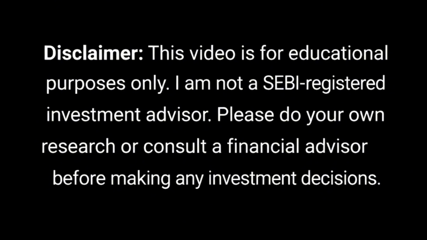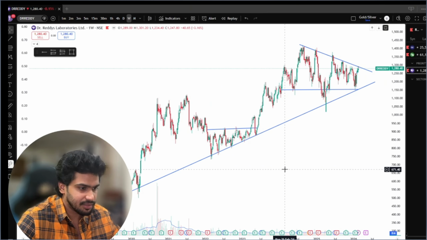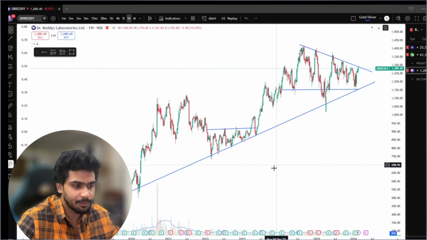Today, we will look at Dr. Reddy's price structure using multiple time frames. So let us start with the weekly chart here because higher time frames usually provide better context.